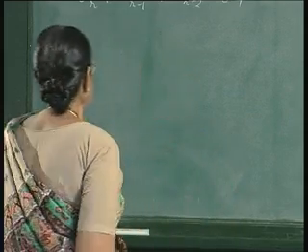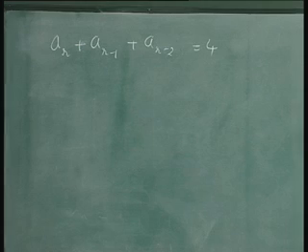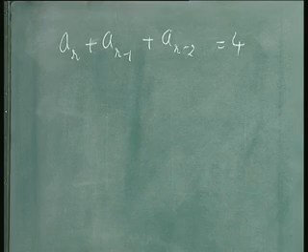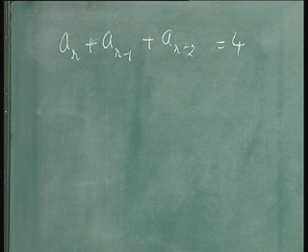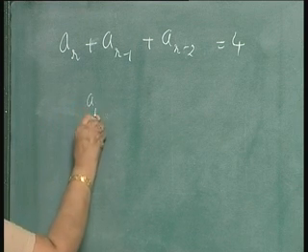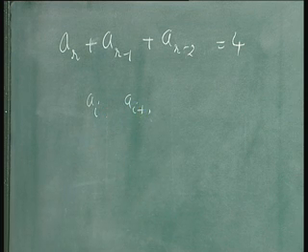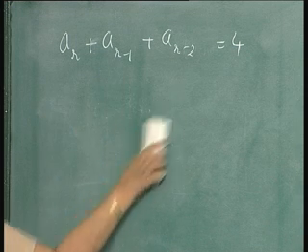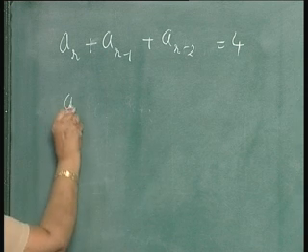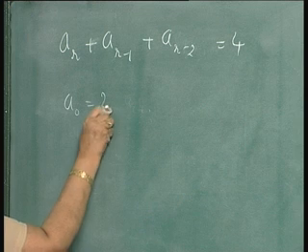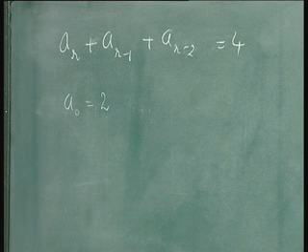Look at this recurrence relation, a_r plus a_(r-1) plus a_(r-2) is equal to 4. This is a linear recurrence relation of the second order. If you get two consecutive values, say a_i and a_(i+1), you can calculate all the other values in a unique manner. Suppose I am given only one value. Suppose you are given A0 is equal to 2. Then the sequence cannot be determined uniquely.